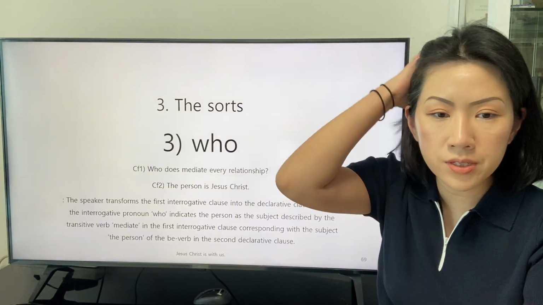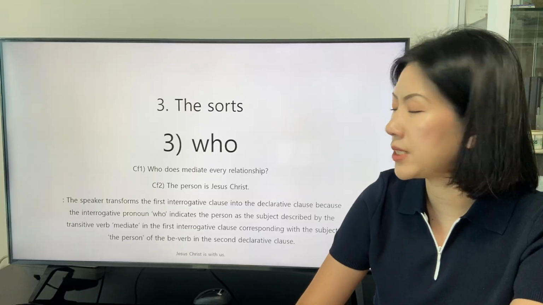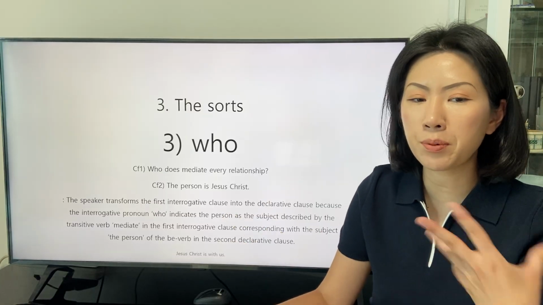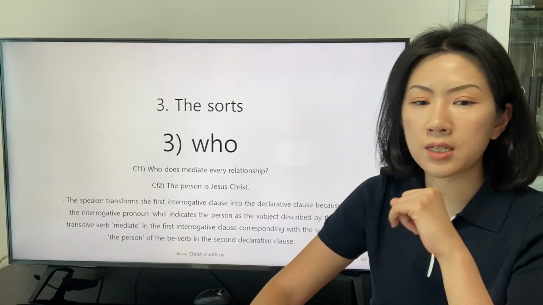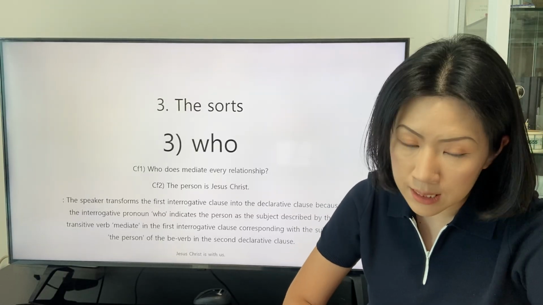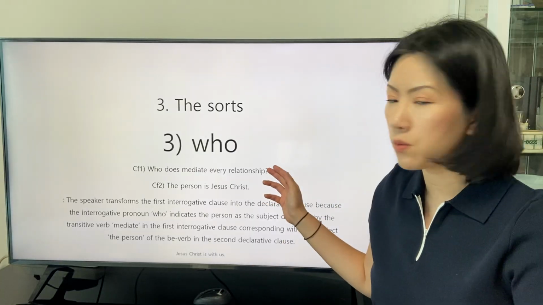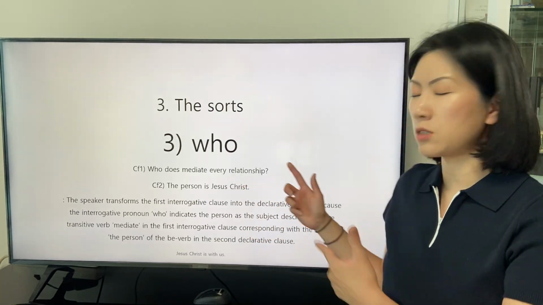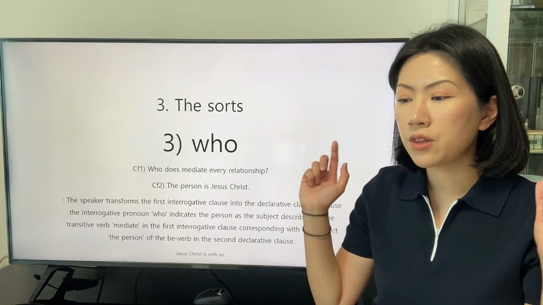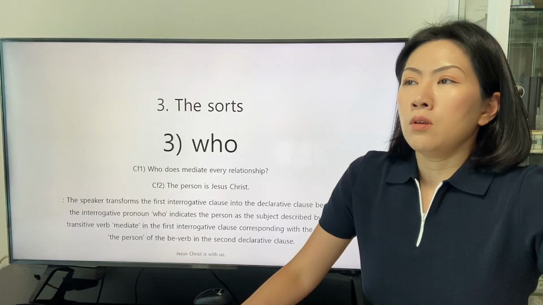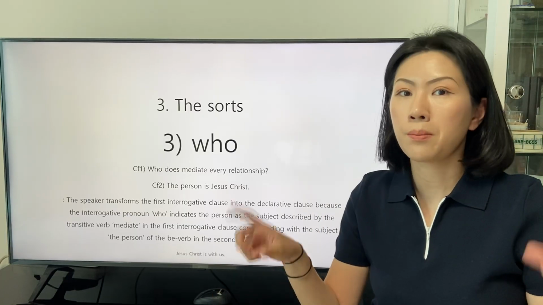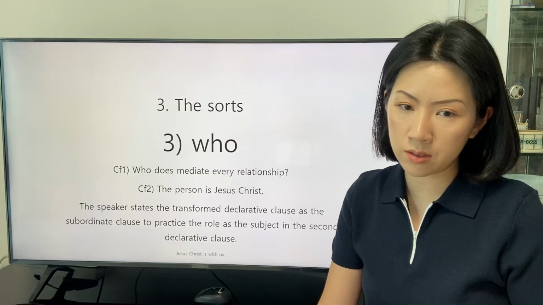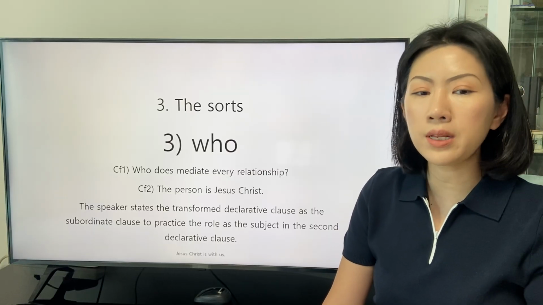The speaker transforms the first interrogative clause, who does mediate every relationship, into the declarative clause, because the interrogative pronoun who indicates the person as the subject described by the transitive verb mediate in the first interrogative clause, corresponding with the subject, the person, of the be verb in the second declarative clause. In this explanation, we can find the effort to find the shared indication as the linkage to link the subordinate clause to the main clause.